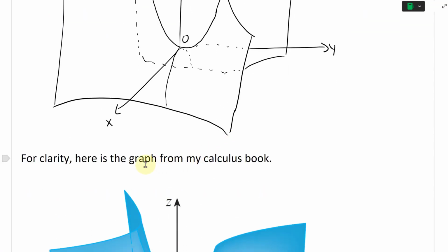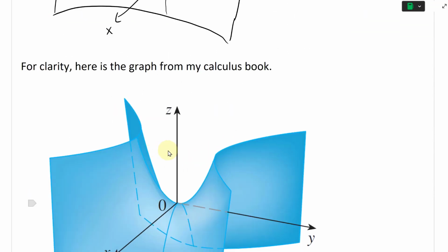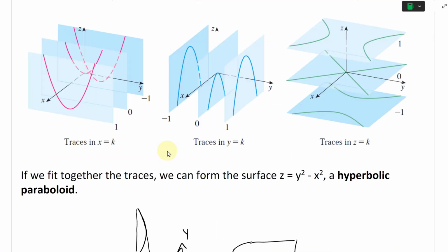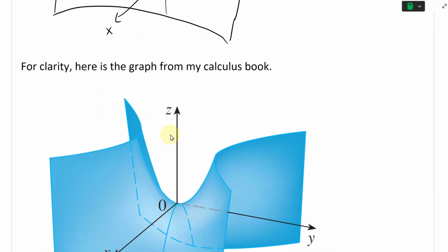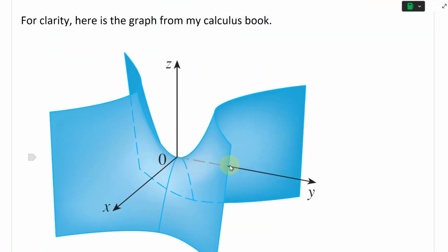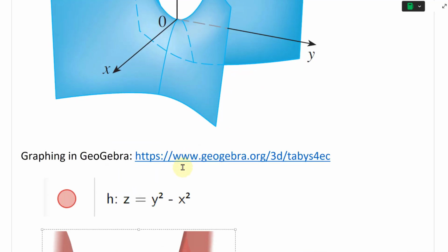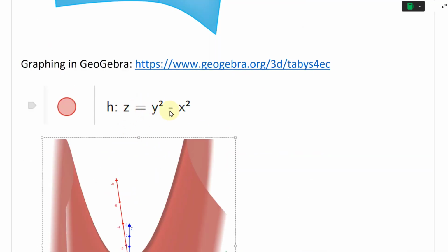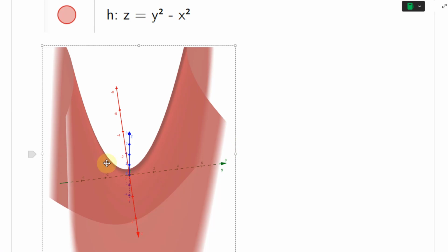Now going further, for clarity, here's the graph from my calculus book. So it looks like this. So much nicer than mine. Well, actually, mine's pretty good here. Yeah, it's pretty good. And it looks like that. And then if we graph this in GeoGebra, so plug this in, z equals y squared minus x squared, we get this saddle like that.